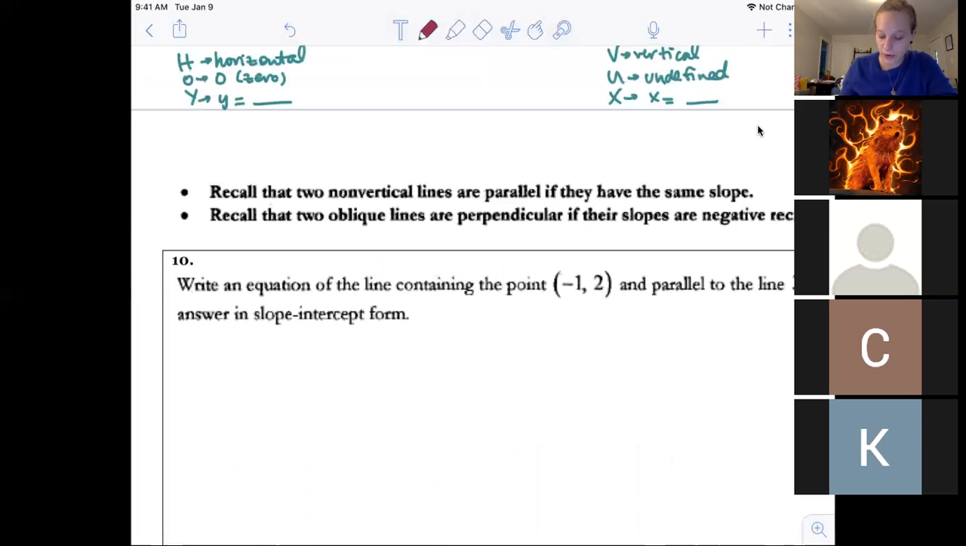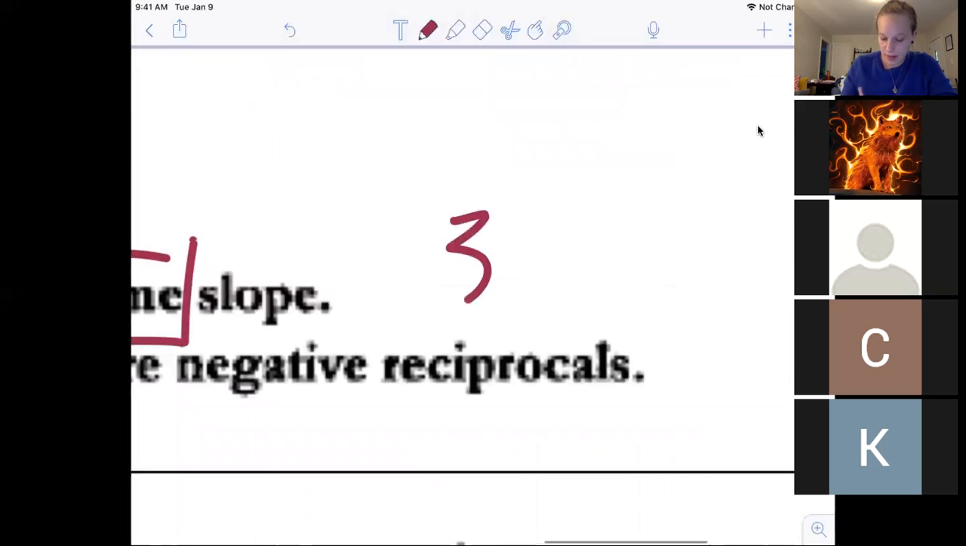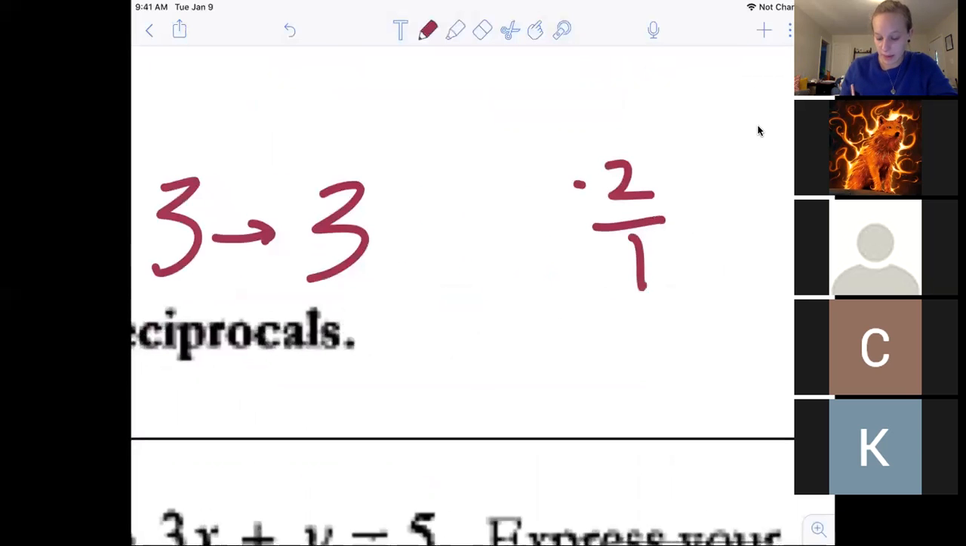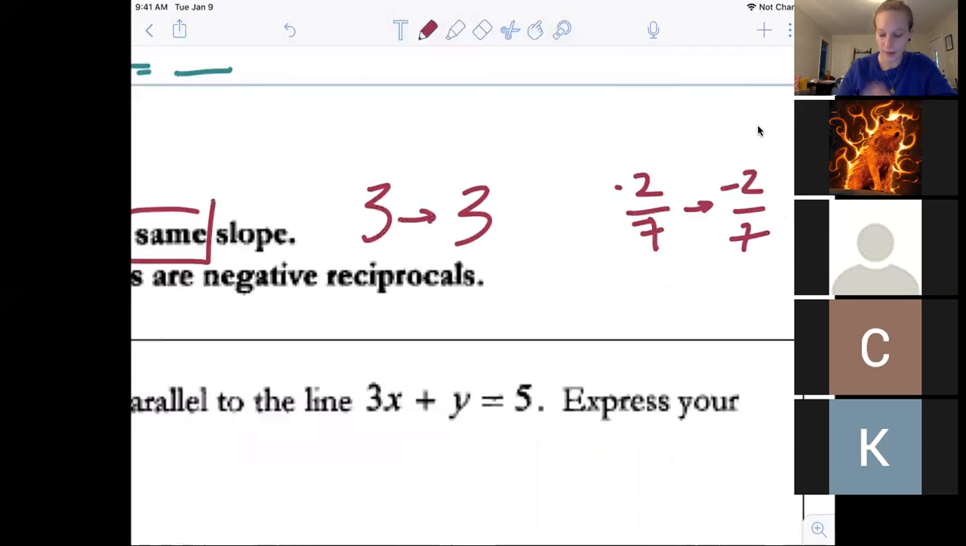Okay, two non-vertical lines are parallel if they have the same slope, the exact same number. If it's 3, then the parallel line is 3. If it's -2/7, the parallel line has a slope of -2/7. It's the exact same number.